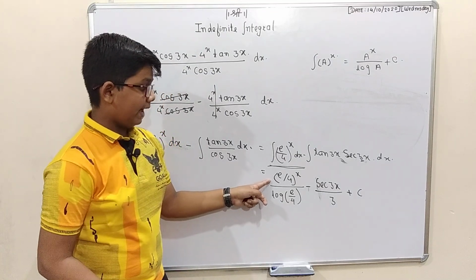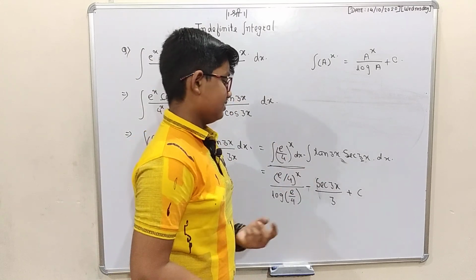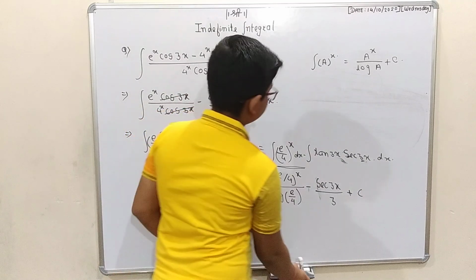So it will be (e by 4) whole raised to the power of x divided by log of e by 4, minus sec 3x divided by 3, plus constant. Now what must we do?